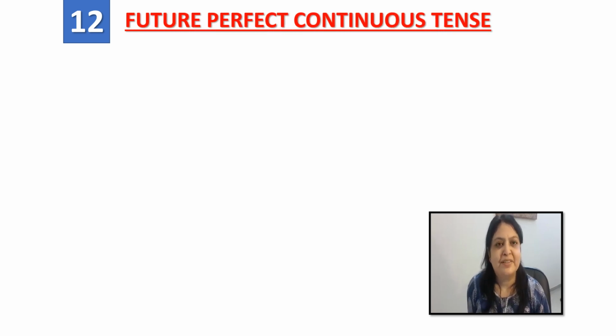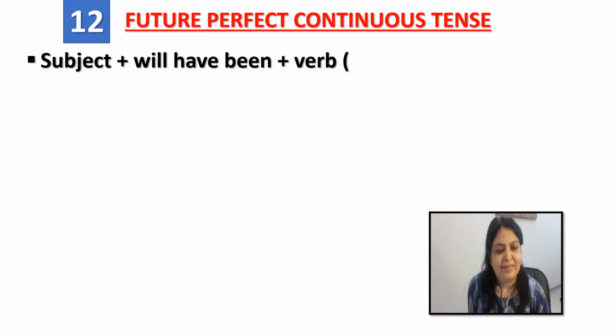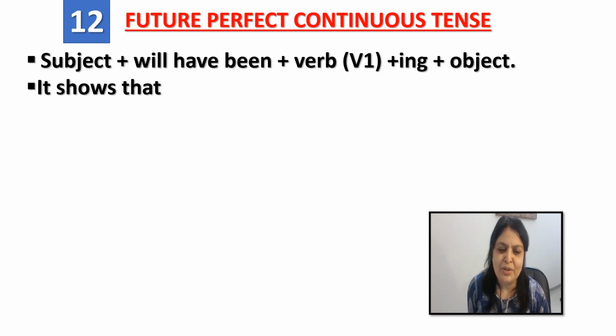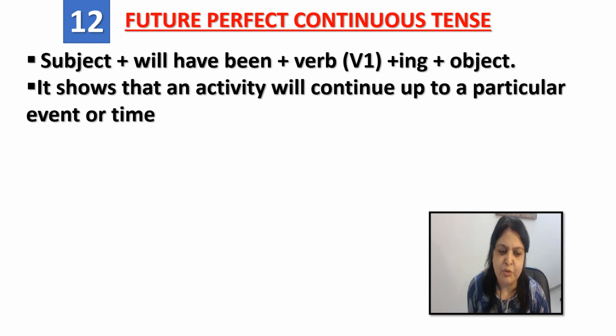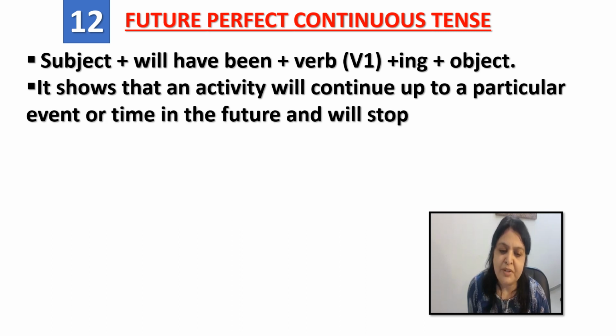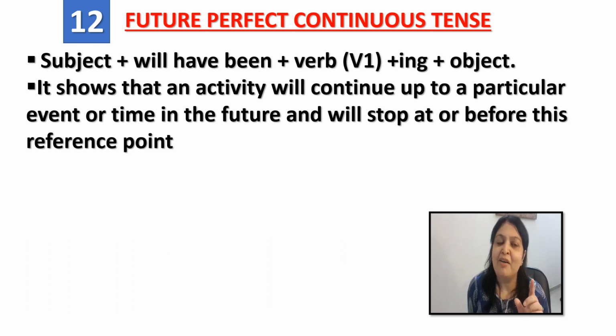Future perfect continuous tense. It has subject plus will have been plus verb, that is the main form of the verb, plus ing plus object. We use future perfect continuous tense to show that an activity will continue up to a particular event or time in the future and will stop at or before this reference point in the future. So remember, there is some specific time we are talking about here. The activity will continue up to some specific time in the future.